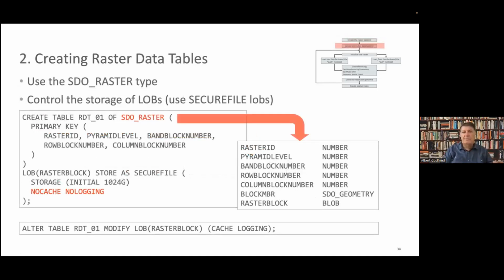You need to create the RDTs themselves. These have a very specific structure, so we provide an object type for that, create table, and so on. If you don't create it, it will be created automatically. And here we have essentially a set of blocks. Each row in that table has the blocks of the binary content, the pixels, as a blob, the footprint of the block, and then the index of that block in the whole scheme of things. So what level of pyramid, what band, what row, and what column.